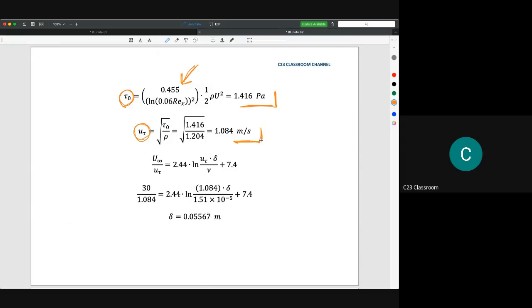Then we can substitute all the values into this equation, and determine the value of delta here, which is equal to 0.05567. So this is the common value, the common idea in the empirical method.